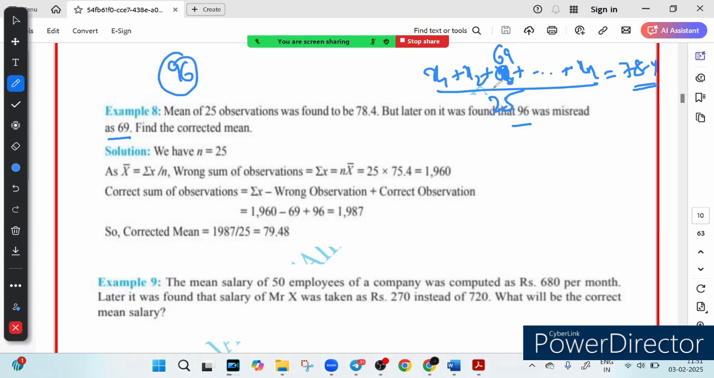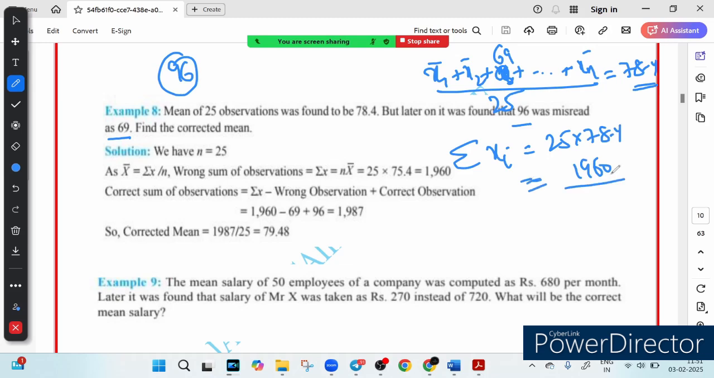So find the corrected mean. How to go about finding the corrected mean? The rest of the numbers are the same, but instead of 96 you are taking 69. So obviously the mean will increase. First of all, you calculate the total sum, the summation of xi, which will be 25 multiplied by 78.4. This will give you 1960. So this is the total sum, isn't it?